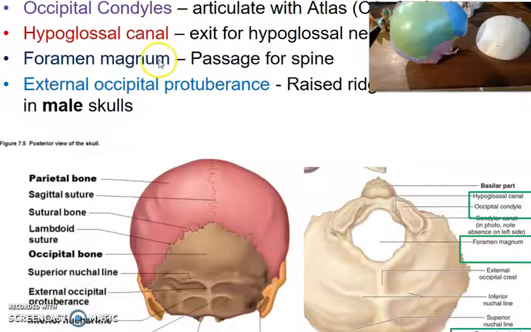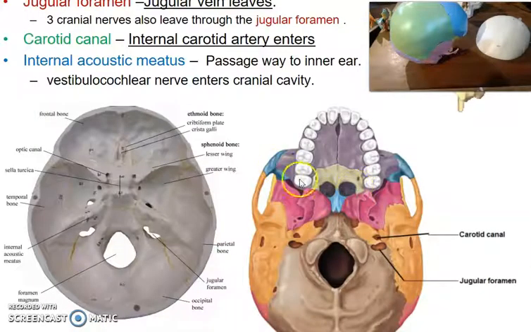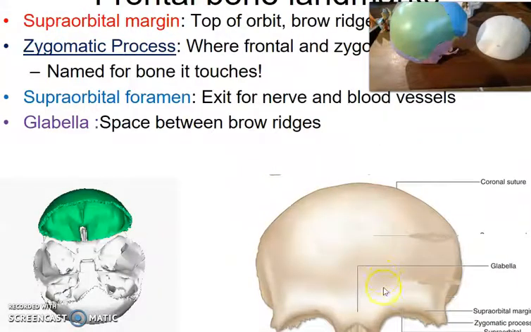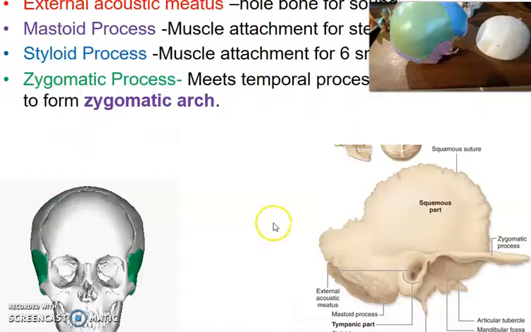Welcome to part 3. In part 2, we looked at the structures of the occipital bone, the condyles, the hypoglossal canal, the protuberance, and of course the foramen magnum. We looked at landmarks on the temporal bone, the mastoid process, the styloid process, the jugular foramen, the carotid canal, the zygomatic process. And we looked at the frontal bone with its zygomatic process, its glabella, and its supraorbital foramen.